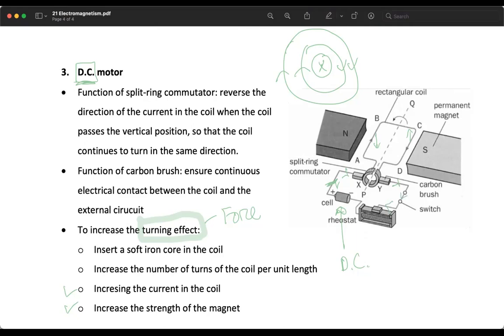So you need to have a split ring commutator so that whenever it turns to the left side, the current is always from A to B. And then when the wire is on the right side, the current is always from C to D. Can you appreciate this now? Why we need this thing called the split ring commutator? Okay, if you understand the split ring commutator well, give me a clap.